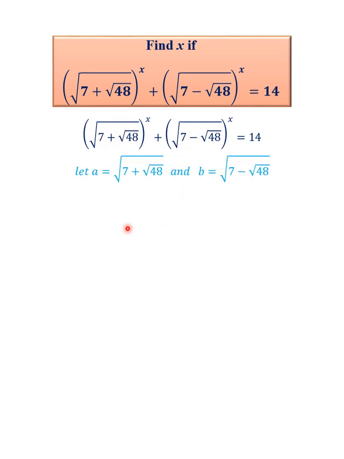So let's start by saying, let A be equal to this, and B be equal to this radical expression, so that this original equation reduces to A to the power of x plus B to the power of x equals 14, because this is now A and this is now B from our assumption. To solve further, we want to look for other equations that can help us solve this problem.